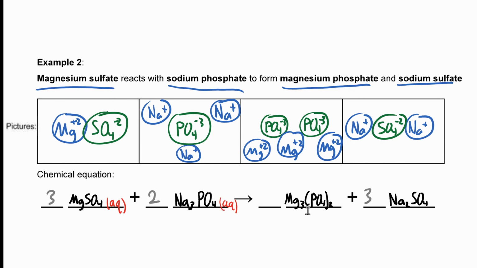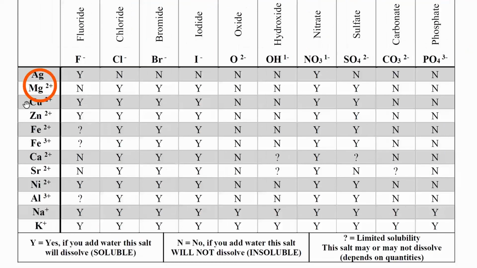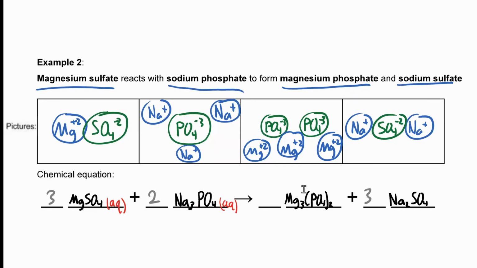Next, we have magnesium phosphate. Magnesium is right here. Phosphate is right there. There is an N where they intersect. So this means that magnesium phosphate is not soluble. It does not dissolve in water. If you run this reaction, this will be your solid precipitate that forms. So I'm going to indicate that with an S for solid.